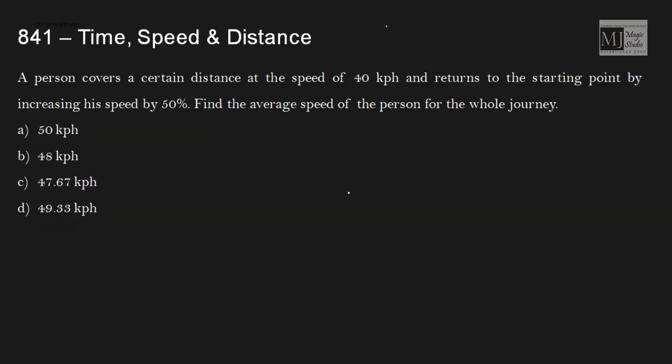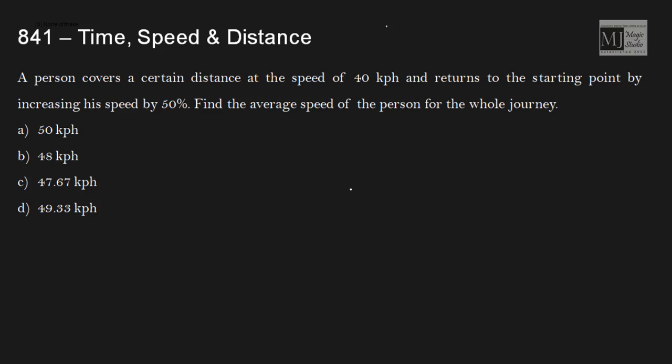You will never find an e-litmus pH test without one question on time and work and at least 1 to 2 questions on time, speed and distance. It can be of varying standard, but this time I've taken up a very simple question.